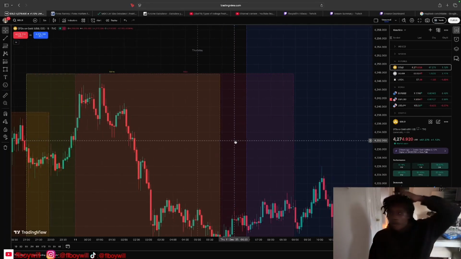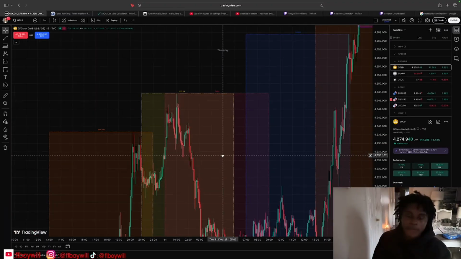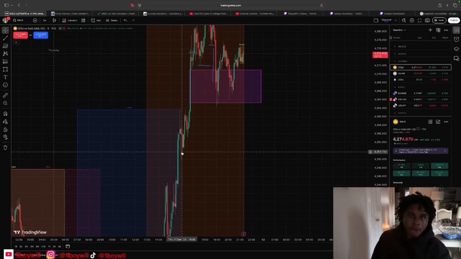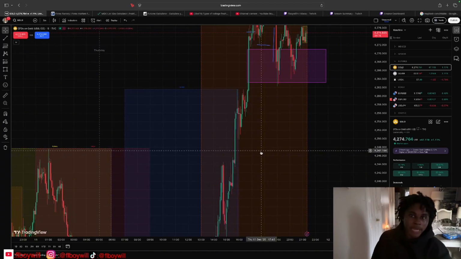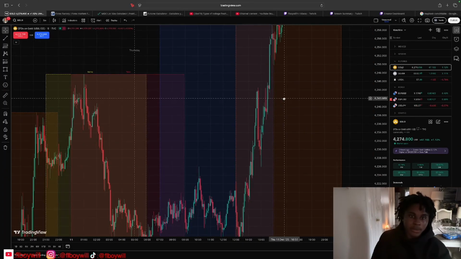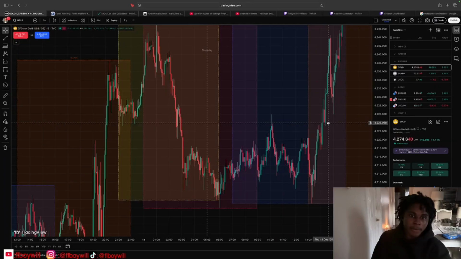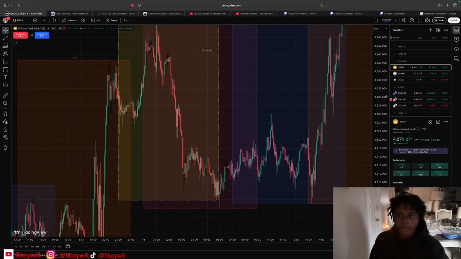Okay. So y'all homework is to get 10 fair value gaps and mark them out and see how price reacted to them. See what price did after it tapped in the fair value gap or broke through. And that's all I got for y'all today.